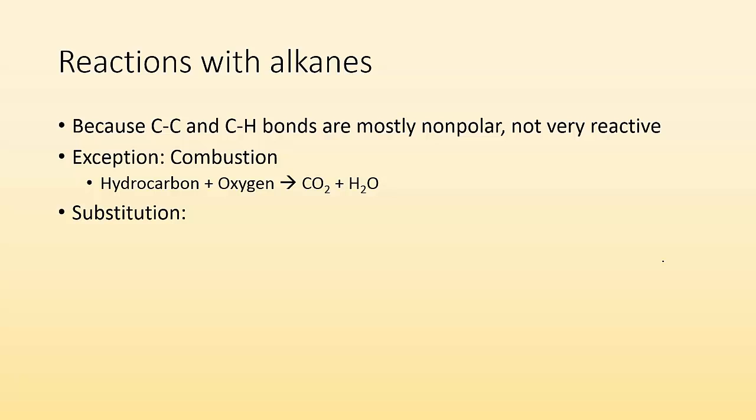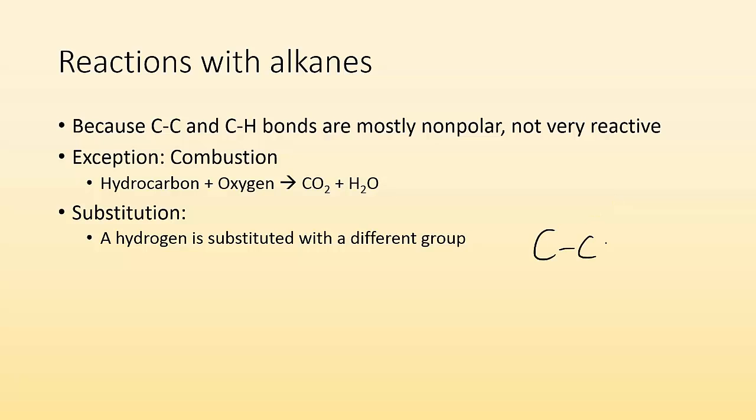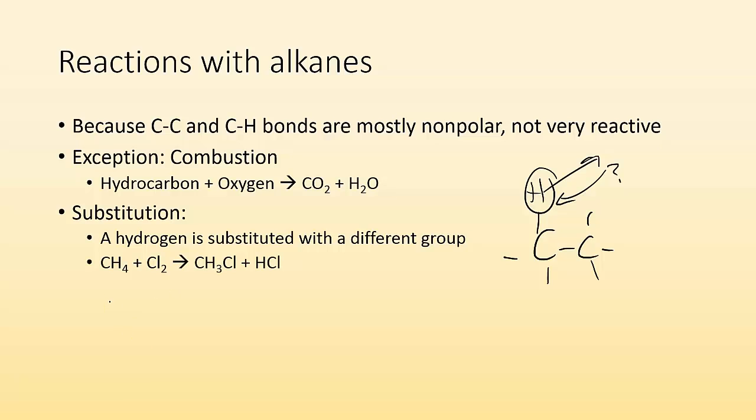You can also get substitution. Basically, a hydrogen is substituted with a different group. So if you had a carbon chain with all those hydrogens on it, you take a hydrogen and swap it out for something else. So here's an example. I have methane reacting with chlorine, and it's giving me chloromethane, right? So I replaced one of those hydrogens with a chlorine, and where did the hydrogen go? It's with the other chlorine that was in Cl2.